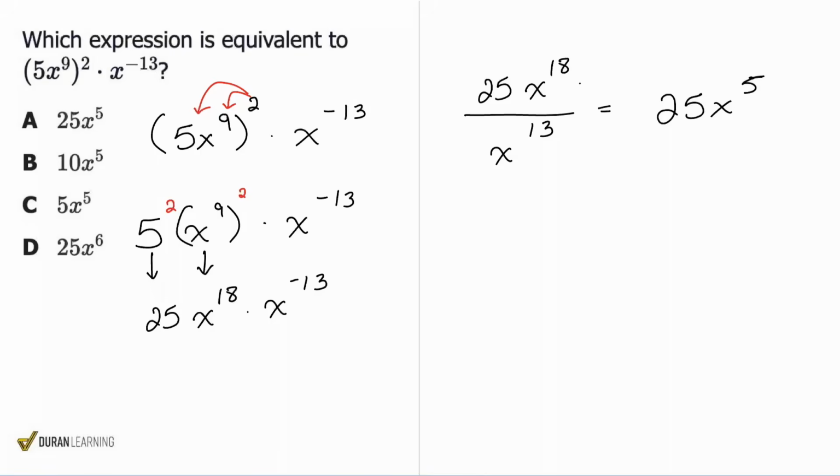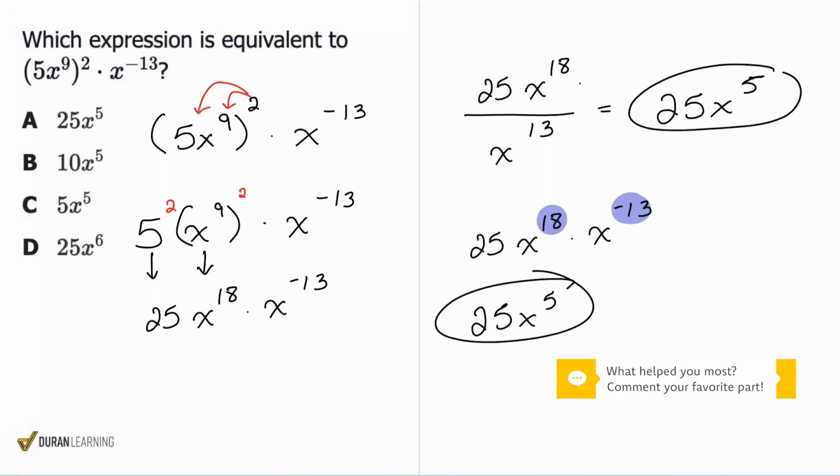Another way of looking at this is by applying our product of powers law. We are multiplying powers with the same base. And so what we'll do is we'll add these exponents. Everyone, 18 plus negative 13, that's the same thing as saying 18 minus 13. Adding a negative is the same as subtracting. And so what we have is 25x to the power of 5. 18 minus 13 is 5, and so we can get the same correct answer that we did. So the correct answer here, everybody, is regardless answer choice A.